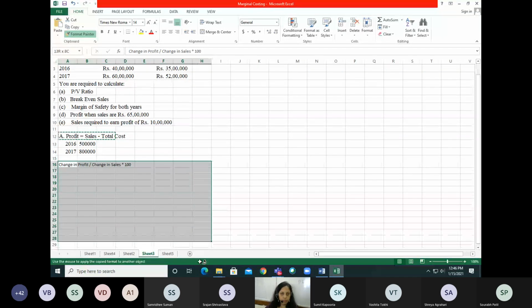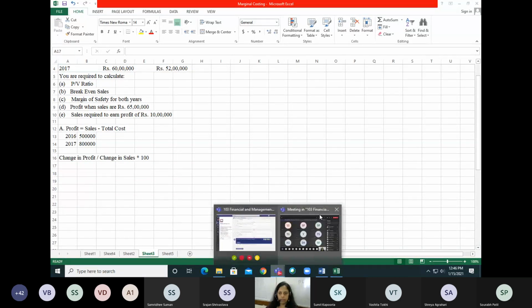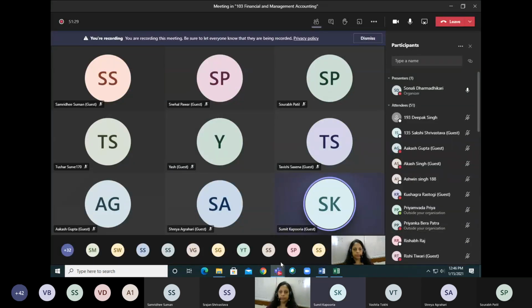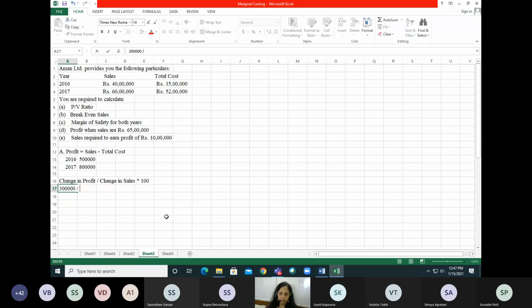So tell me, what is the change in profit? Yes, anyone? 3 lakhs, ma'am. Correct, 3 lakhs, divided by change in sales. What is the change in sales? 20 lakh. Very good, 20 lakh, into 100. So what is the answer?